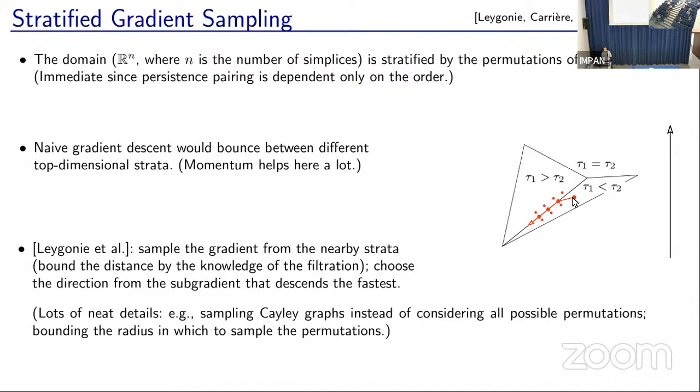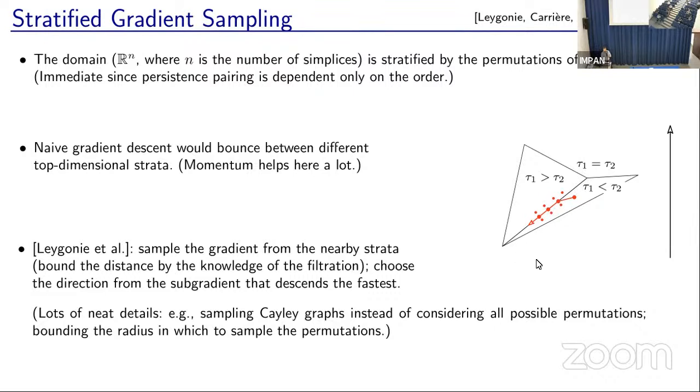This gives you a subgradient, sort of the entire convex hull of gradients, and you can pick the direction of steepest descent among those. And then you follow that, and what this translates into is that you get to the stratum where tau one equals tau two, and you just keep going down.